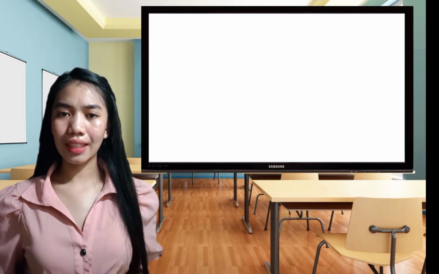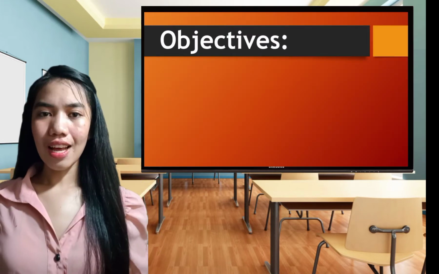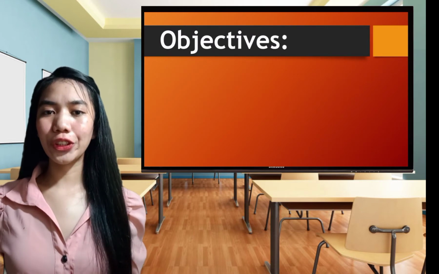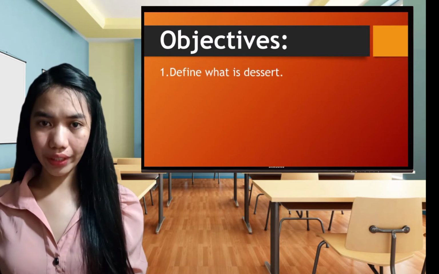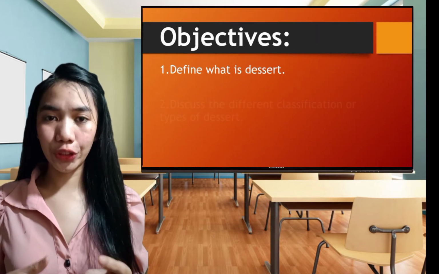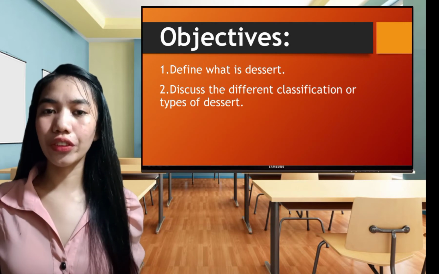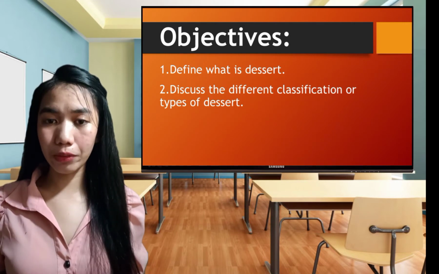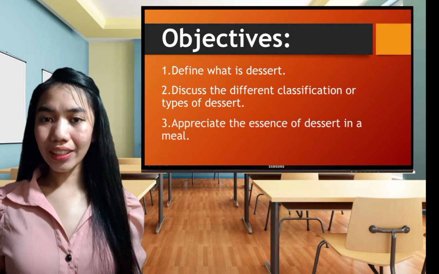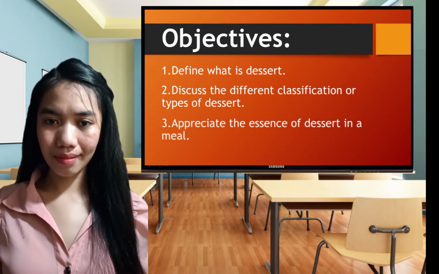Before we proceed to our discussion, let us first have our goal or objectives. At the end of the lesson, you're expected to what? Please read. That's right, you're expected to define or give the meaning of dessert. Second, you are expected to discuss the different classifications or types of dessert. Lastly, you are expected to appreciate the essence of dessert in a meal.